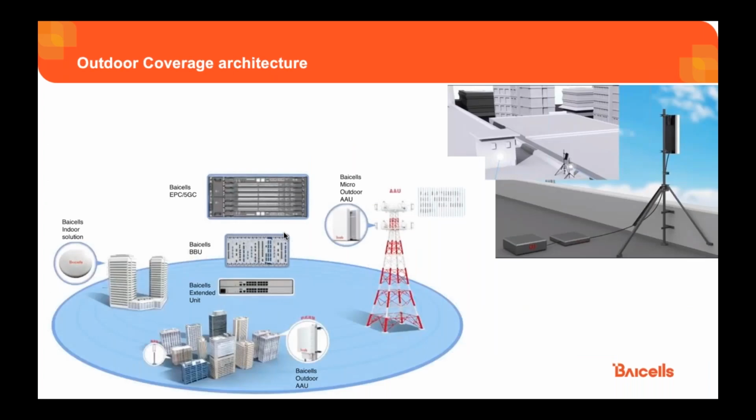Also, when we talk about outdoor, it is part of a heterogeneous network. You can have the AAU on a tower and front haul to an extended unit and a BBU, which will backhaul the traffic into a cloud-based or local-based EPC 5G core right here. And you have indoor radios and outdoor radios, they all work together as one network.